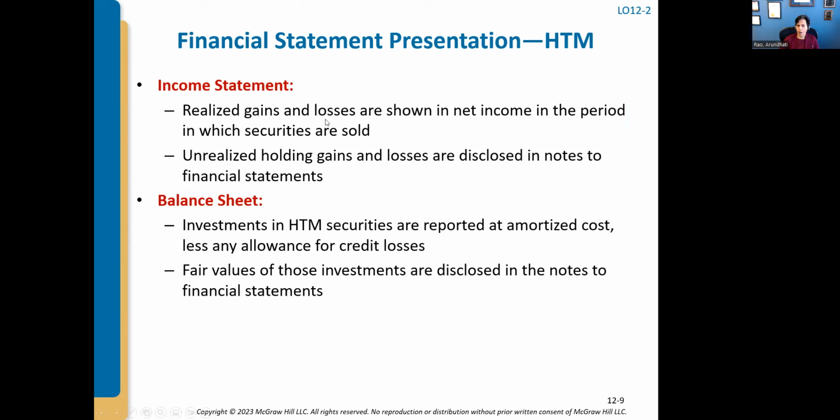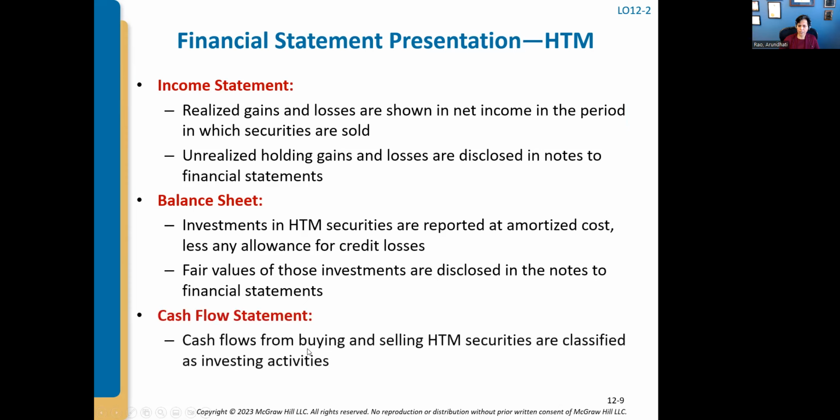So once again, when I buy the asset, I will have a journal entry. When I sell it, I will have a journal entry, and I will realize the gains or losses at that point in time. Realize and recognize those gains and losses. In the statement of cash flow, it's classified as an investing activity. If you recall, if the asset is classified as long term, it's an investing activity. If it's classified as short term, it's a current asset, and then it'll go into operating activity.